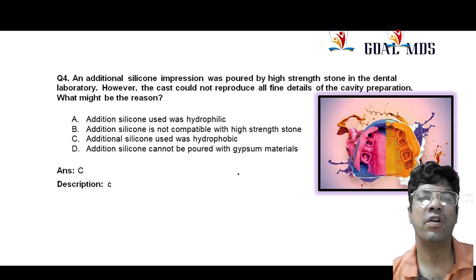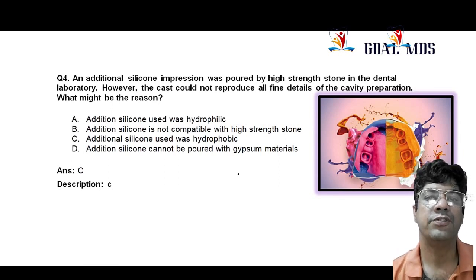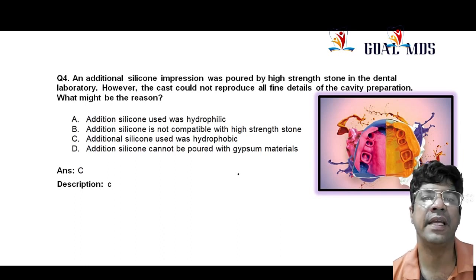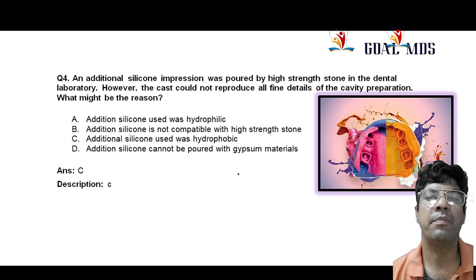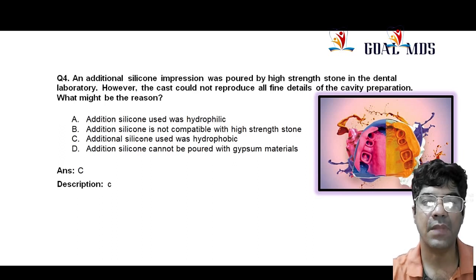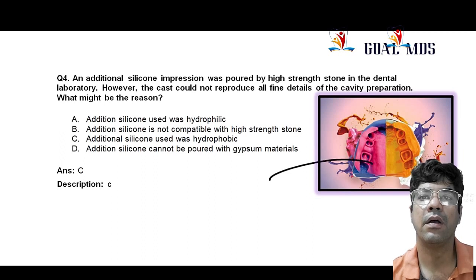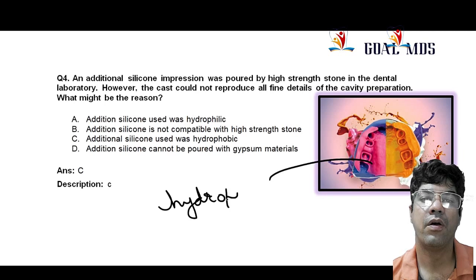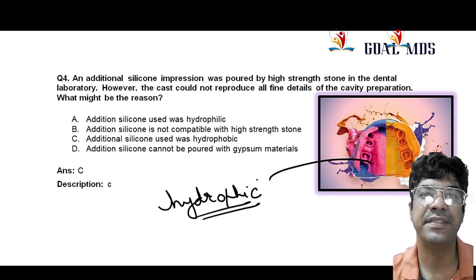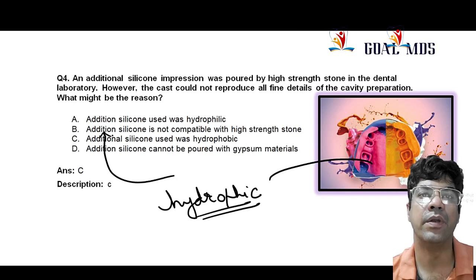An addition silicone impression was poured with high strength stone in the dental laboratory. However, the cast could not reproduce all the fine details of the cavity preparation. What might be the reason? Well, the reason the cast could not reproduce all the fine details of the cavity preparation may be that a hydrophobic impression material was used. That is addition silicone.